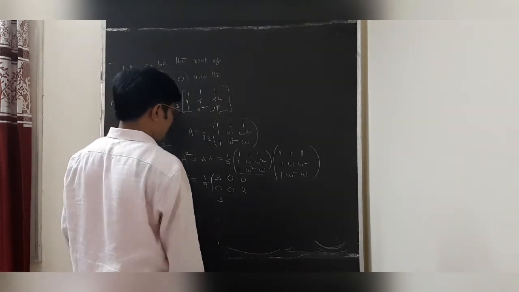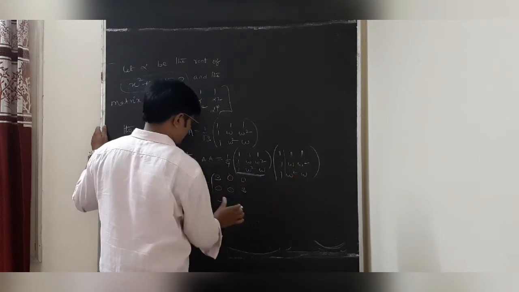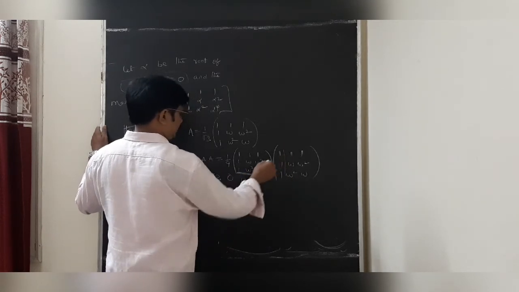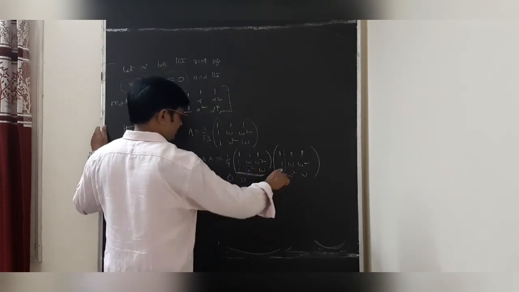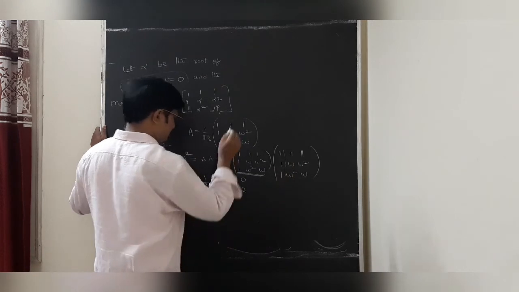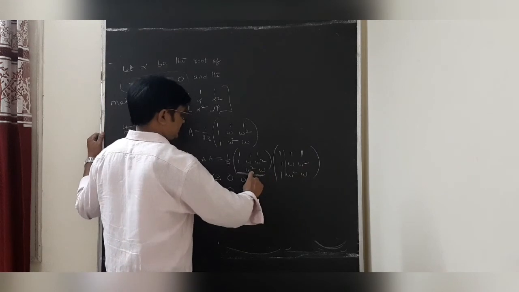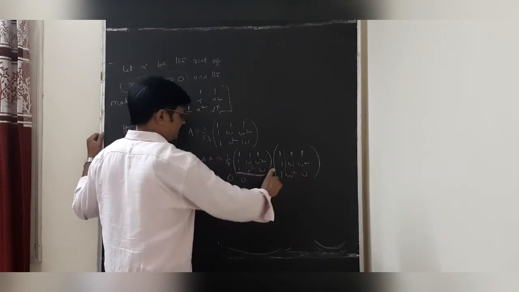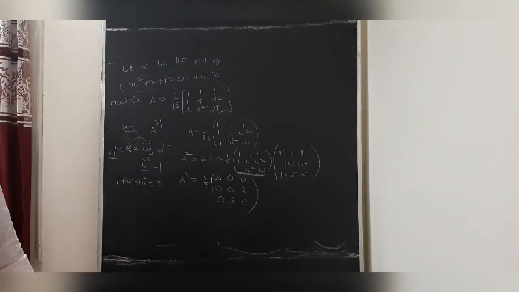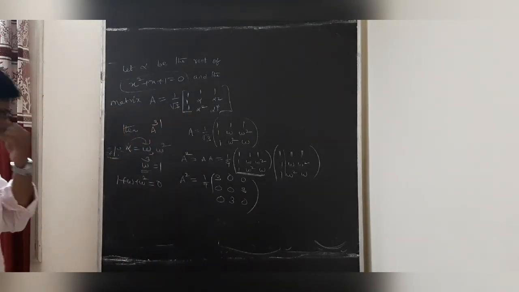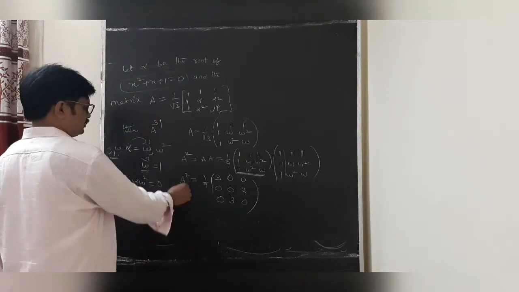What we observed, students: when the first row is multiplied with this, undoubtedly 1 plus omega square plus omega is 0. This is 1, this is omega cube, this is omega cube, that will be 3. After that, again 1, omega power 4 is omega, and omega square, this is also 0. This is a square.